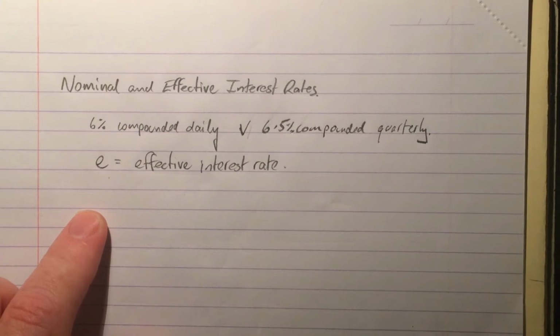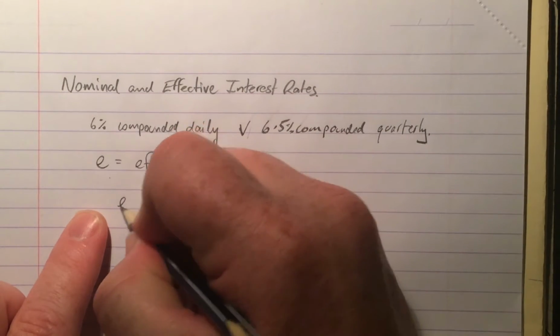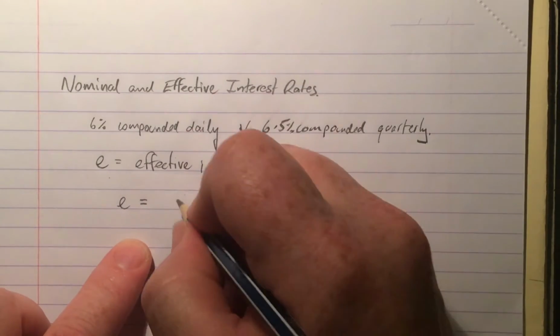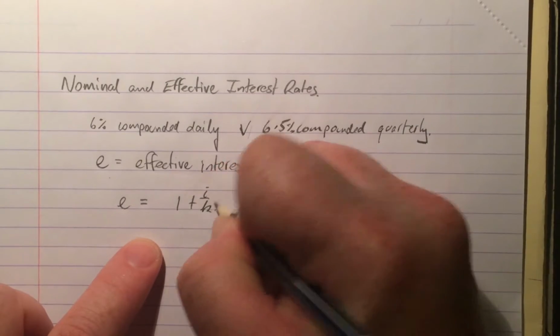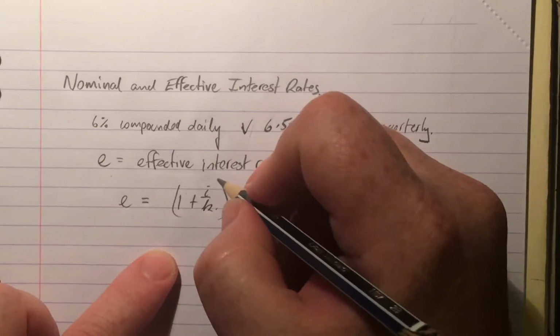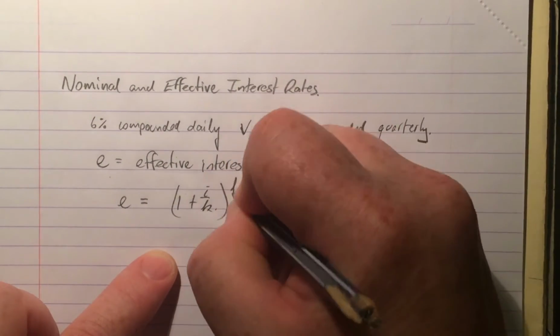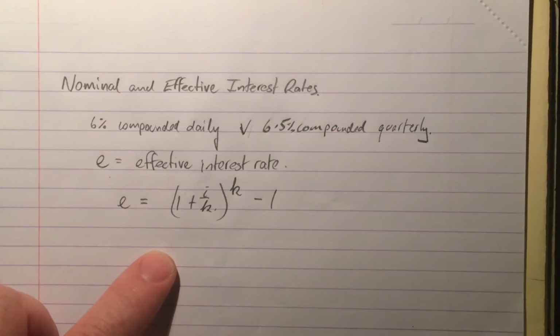Now there's a formula for the effective interest rate that it's worth remembering. And that is E is equal to (1 plus I over K) to the power of K, minus 1.